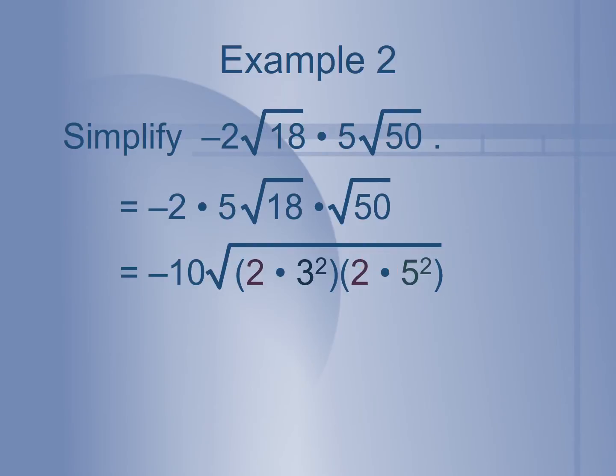And now we need to simplify. Since this is a square root, the index is 2. So we're looking for groups of 2 that can pay the index tax of 2. So a 3 is going to be able to come out. A 5 will be able to come out. And then we actually have a 2 times 2, which is 2 squared, which means a 2 will be able to come out, leaving nothing on the inside. So we have negative 10 times 2 times 3 times 5, which equals negative 300.